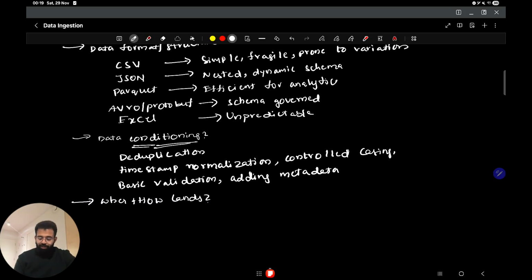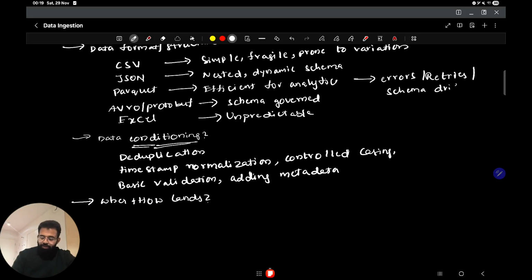I touched upon this point a little while ago, and now we'll talk about it as a separate point: how should errors, retries, and schema drift be handled?